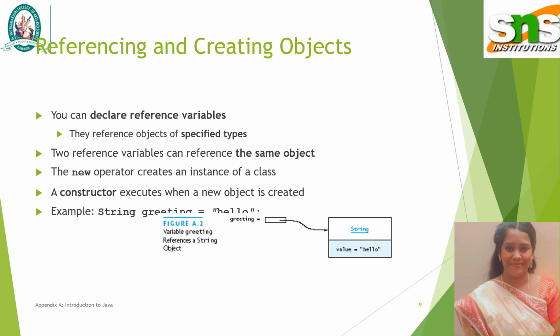When we go for referencing and creating objects, we can declare reference variables and also create objects with the specified data types. Two references can be used for the same data type, and the new operator creates an instance of a class. A constructor executes when a new object is created. An example is String greeting equals hello.